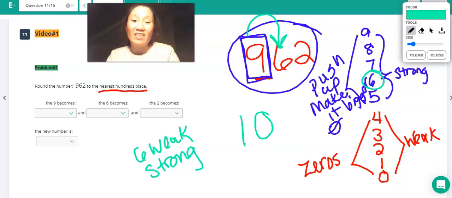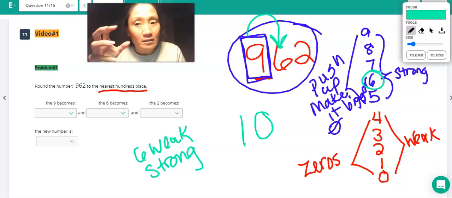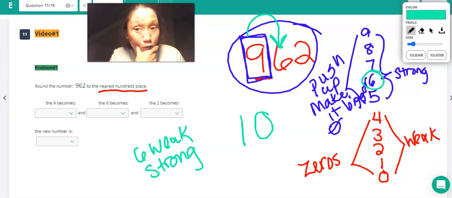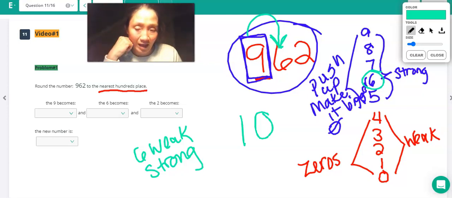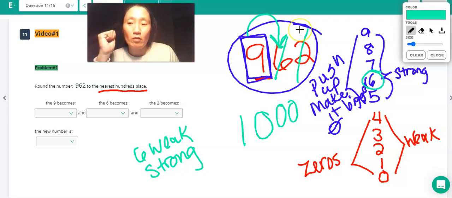So this becomes 1,000. There's no more hundreds in there because you can't put a 10 in the hundreds. You have to group them into one bundle and stick them in the thousands, because 10 hundreds is 1,000. So we have now that 9 became a 10, and then 6 says I'm leaving, and everything becomes a 0.